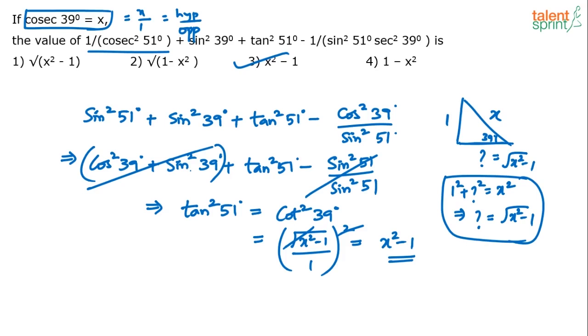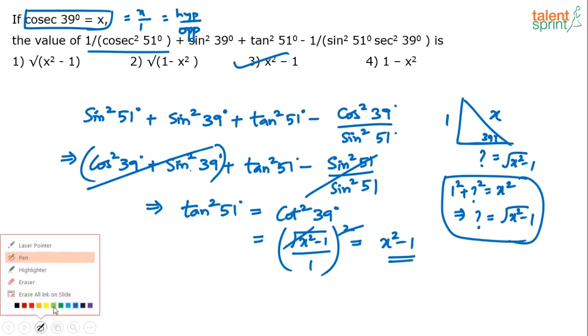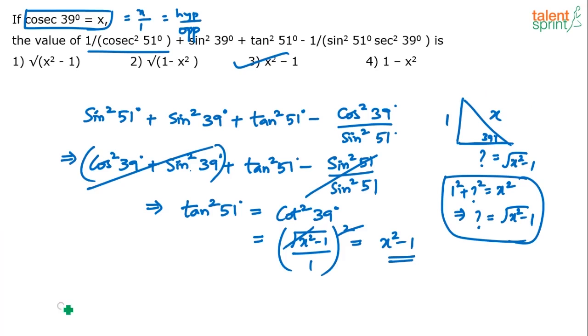We can also convert cot to cosecant. You know that cot square theta is equal to cosecant square theta minus 1. So that also can be done. If you don't want to consider the right angle triangle, then the other process is as follows. I'll explain the other process in a different color so that you can understand, right?